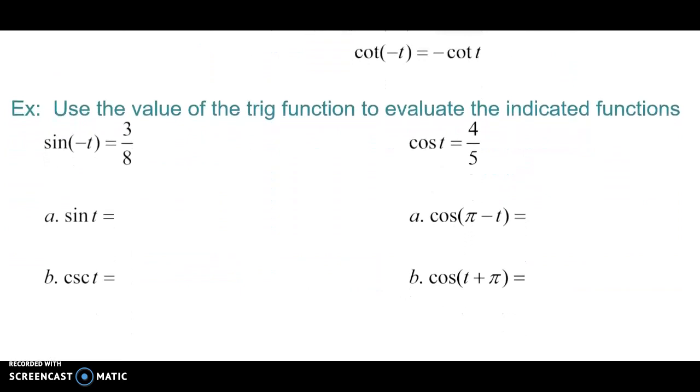That being said, we're going to use these properties here. It says, use the value of the trig function to evaluate the indicated functions. It says here that sine of negative t, we don't know what t is, but we know that it's negative, sine of negative t is 3/8. So what's sine of t and what's cosecant of t? And then once you finish that one, let's do cosine of t equals 4/5. So therefore, what's cosine of pi minus t? And then cosine of t plus pi. Go ahead, put me on pause. Let's see what you can do.